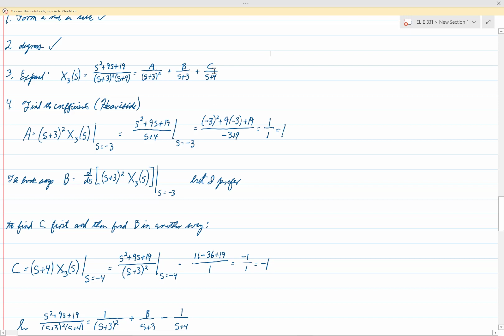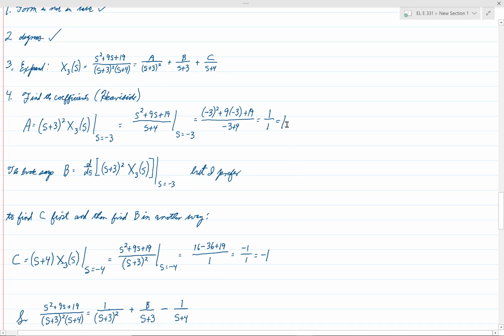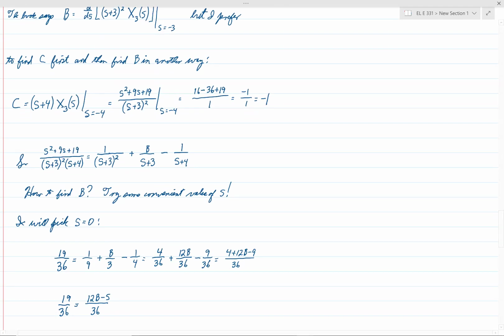So C is just like what we've done before. We know that we'll just multiply X3 of s by (s plus 4) and evaluate at s equals negative 4. And when we do that, we get C is equal to negative 1. So if we stick in A equals positive 1 and C equals negative 1 up here, we will end up with this equation right here.